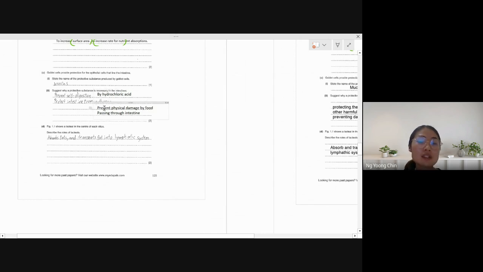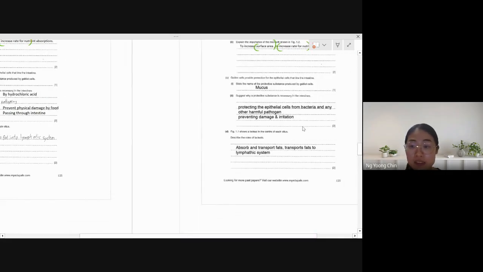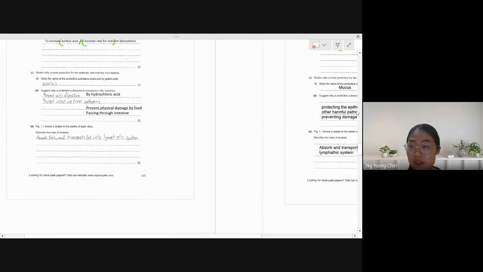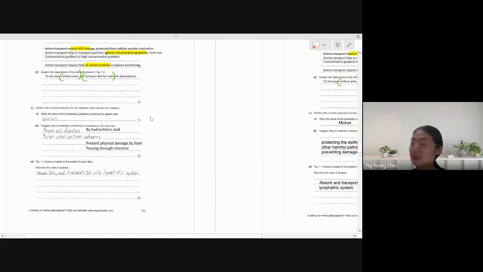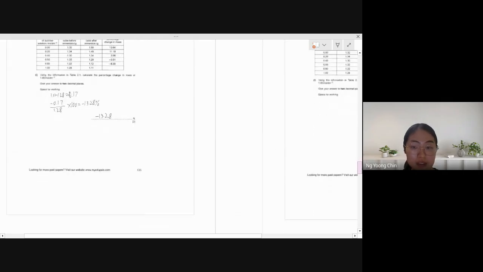So this is another answer that you can write for these questions. For example, prevent the physical damage by the foods when they are passing through the intestine. Yeah. Okay, so this answer is okay. It's okay for me. So if I didn't put any comments, it means that the answer is correct. Yeah, this also both correct.